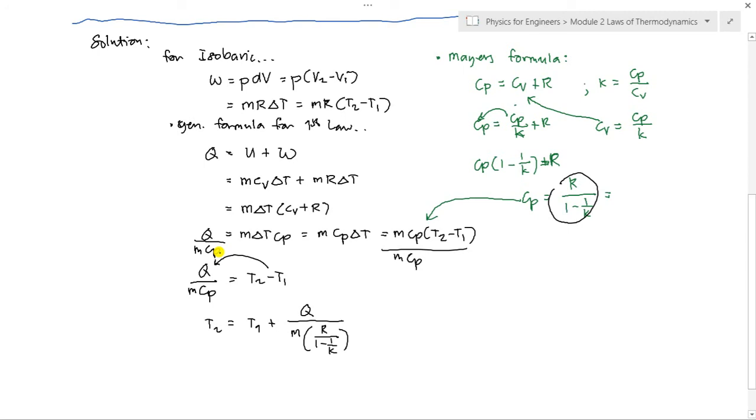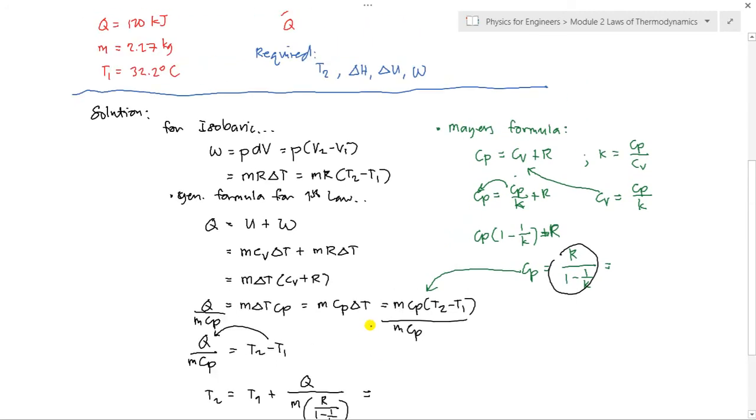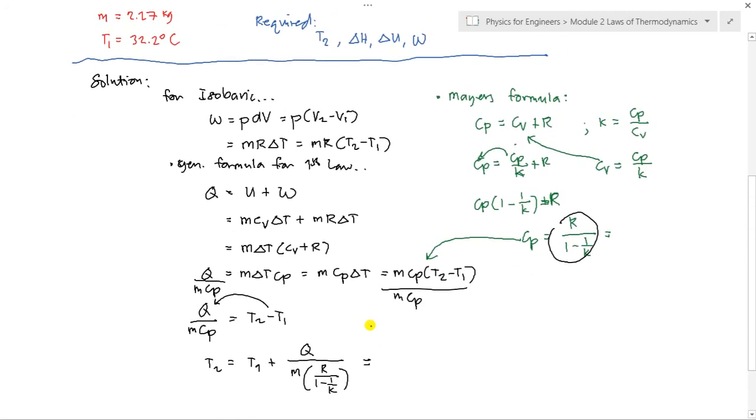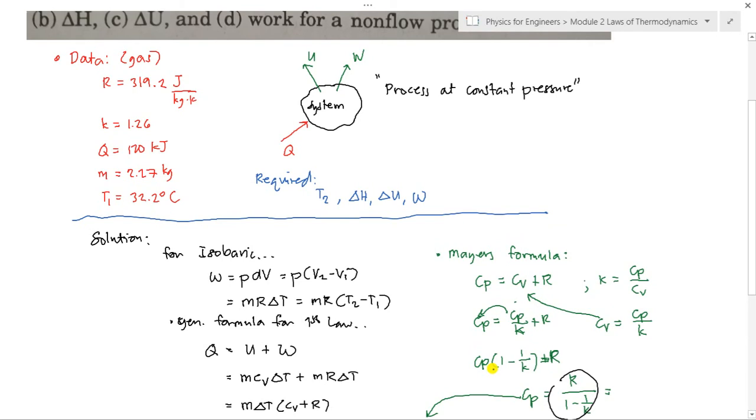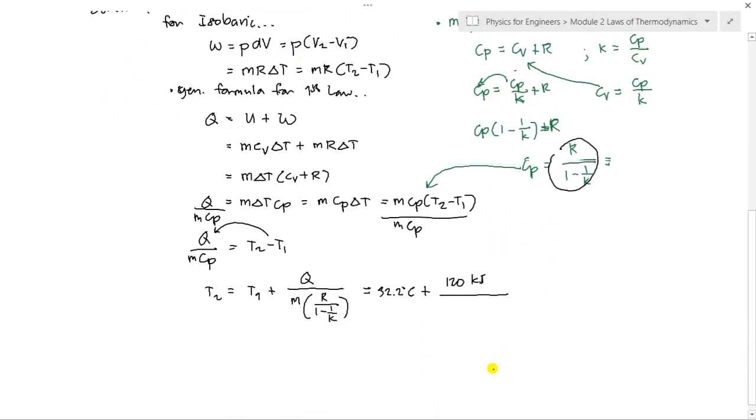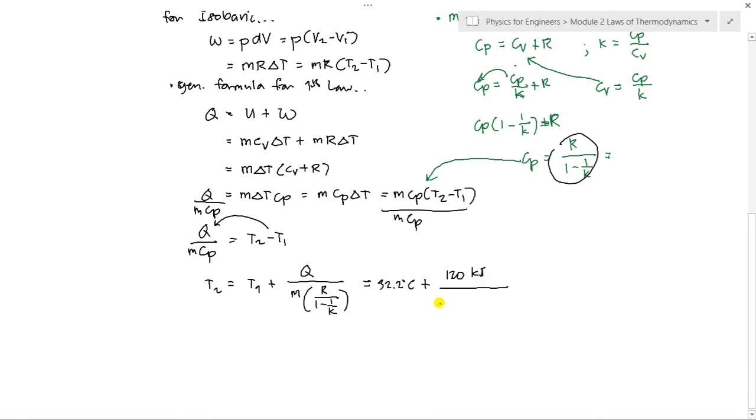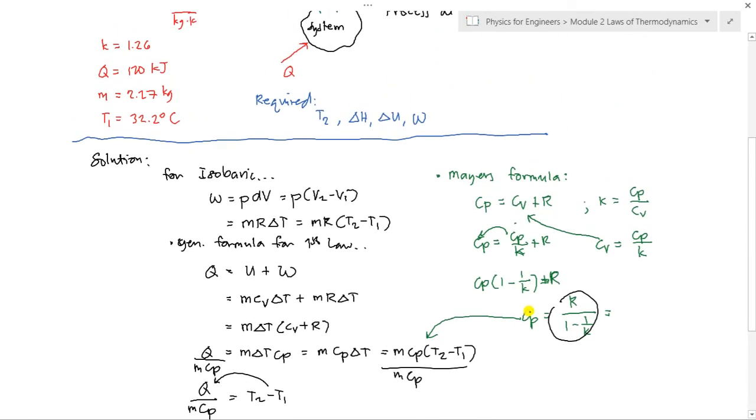Here, let's substitute the values because we have T1 given. So the initial temperature is 32.2, so put 32.2 degrees Celsius. Q here is 120 kilojoules, so 120 kilojoules, divided by the mass, which is 2.27 kilogram.